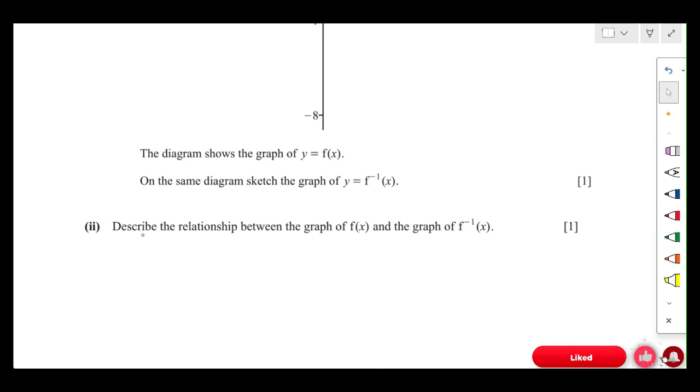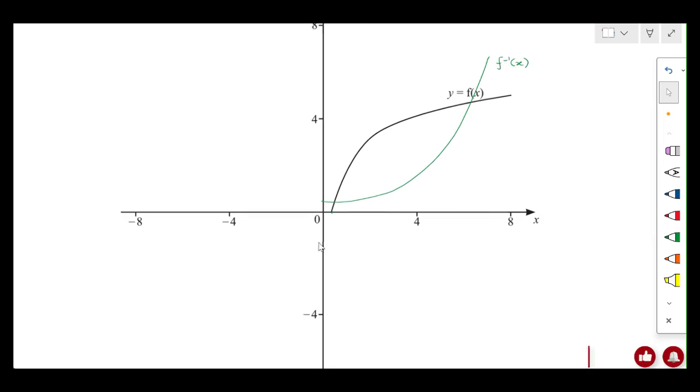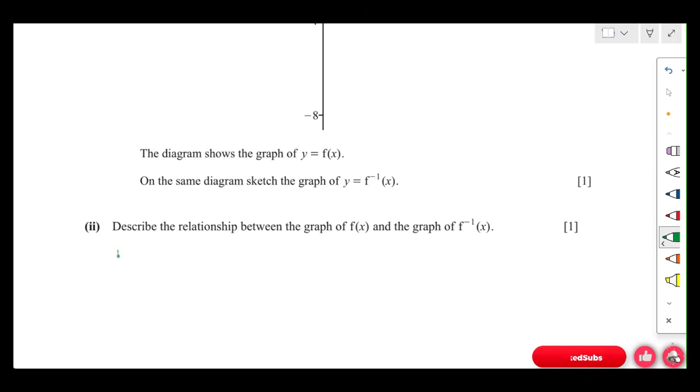Now for the second part of A, describe the relation between the graph of f of x and the graph of f inverse of x. It's a 1-mark question. So what is the relation between these two graphs? These are basically reflections of each other along the line y equals x. So the relation is a reflection along the line y equals x.